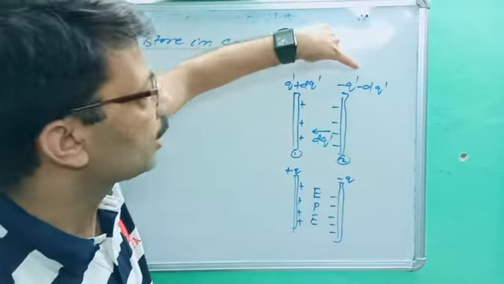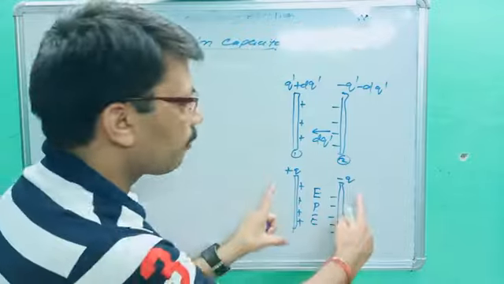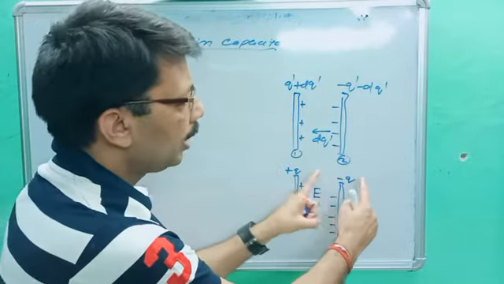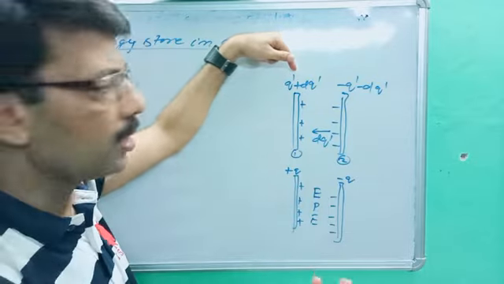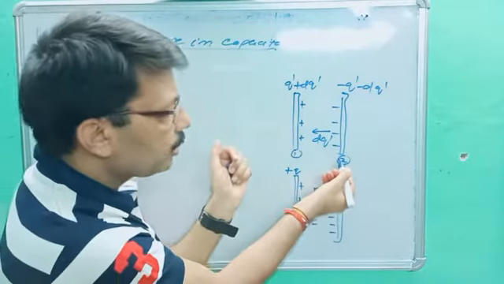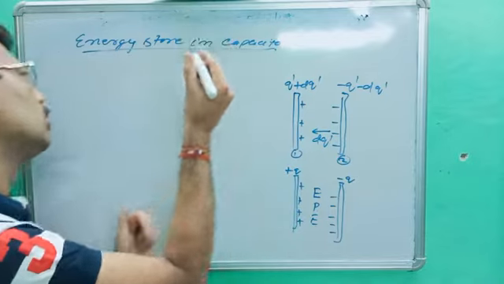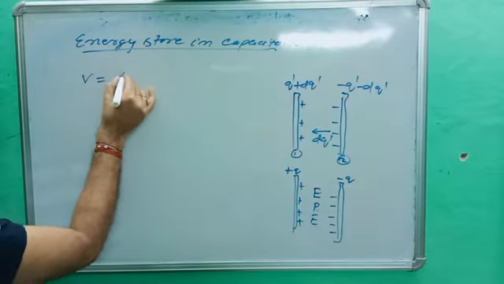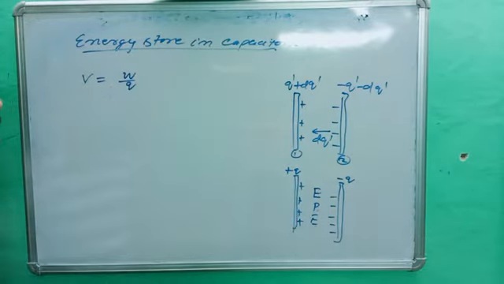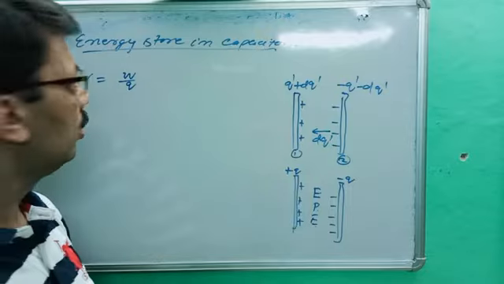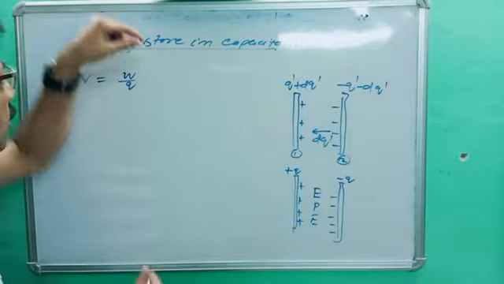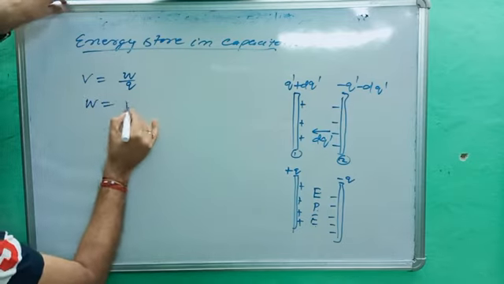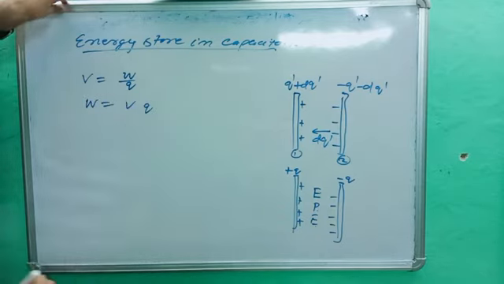See there, this is the variable condition, this is the charging condition, and this is after complete charging. One becomes plus Q, another becomes minus Q. Q' represents the variation in charges, because charges are continuously coming from plate 2 to plate 1. Our formula is V is equal to W upon Q. We have to find the work done, because we are trying to find the energy. So the formula is W is equal to VQ, by cross multiplying.